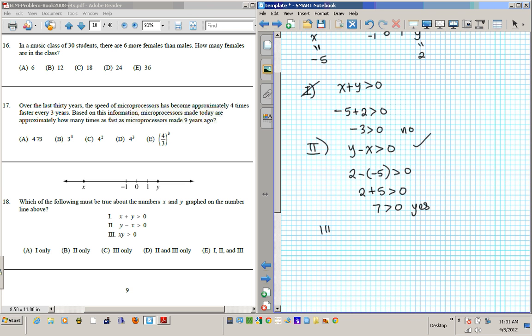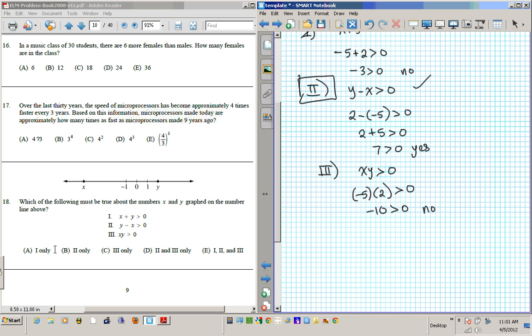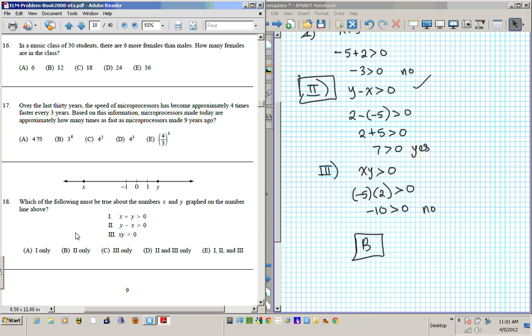How about statement 3? xy. Is xy greater than 0? Is -5 times 2 bigger than 0? -5 times 2 is -10. Is -10 bigger than 0? Absolutely not. It's smaller. So the only true statement is II, and the answer is B. So the answer for number 18 is B. Anytime you have a situation like this, always pick numbers to help you have a good idea as to what you're working with.